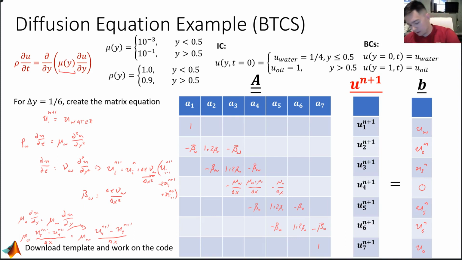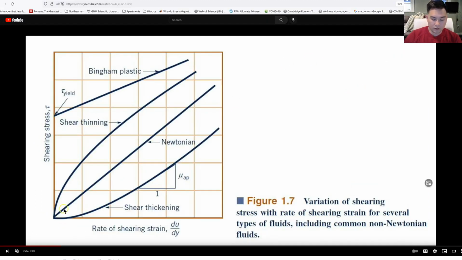Having a spatially varying viscosity can be the result of having multiple different types of fluid in your system. Another way to have a spatially varying viscosity is to have what's called a non-Newtonian fluid. And so we're going to look at just two examples of a non-Newtonian fluid in our system. This is a relationship between our derivative, du dy, and our shear stress, which is proportional to the effective viscosity. A Newtonian fluid is the one with a straight linear relationship between the two, where our viscosity is effectively the slope of this line. If we look at our shear thickening and shear thinning lines, these now have viscosities that are a function of the velocity gradient.